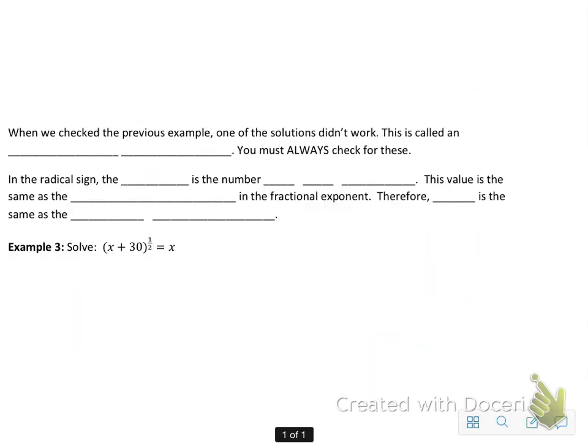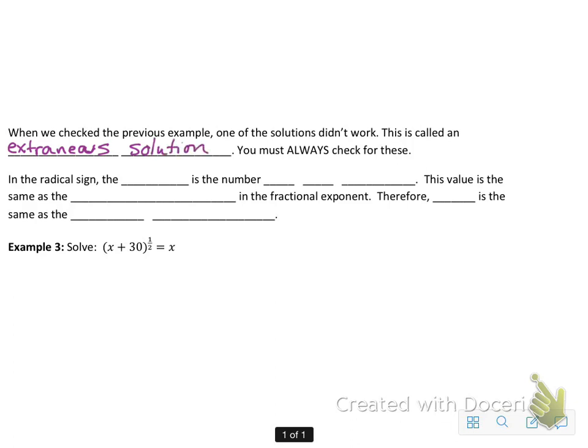So let's go on and fill in that word. Extraneous is E-X-T-R-A-N-E-O-U-S. Oops. That's a U. Solution.